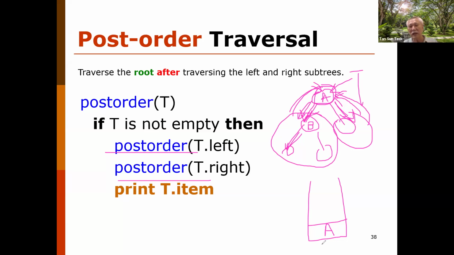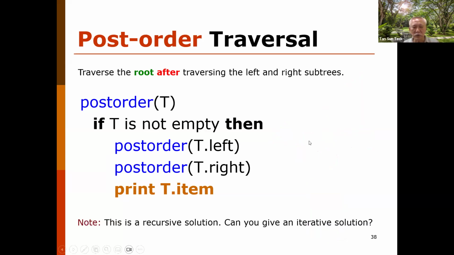Because if it's the first time, I need to go down to the right subtree, and I have to store it one more time. But if it's the second time, when I pop it I know that I have already finished left and right, so I can visit the root node. So a stack helps you do post-order traversal, but it is not straightforward. Remember, you have to keep it twice inside the stack, not just once. So this is a recursive solution, and I ask you whether you can give an iterative solution. I have already given you the hints: use a stack to do it.